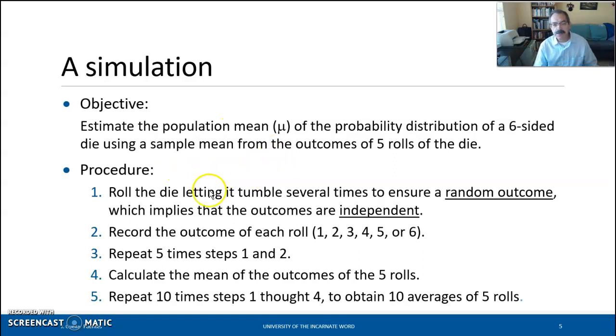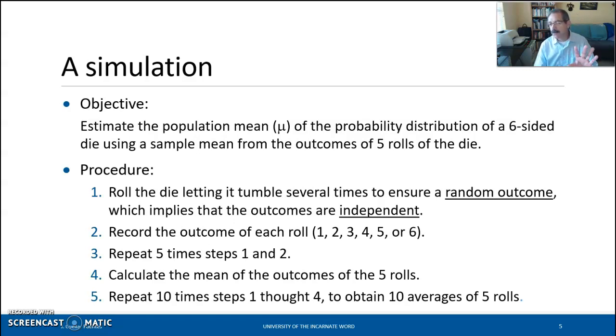And the procedure is very simple. You roll the die, letting it tumble many times to ensure that we have a random outcome and the outcomes are independent of each other. Once you roll the die, whatever face is upwards, you count the number of dots, and that will be the value of the random variable, and that's what you record. And then you repeat that 5 times.